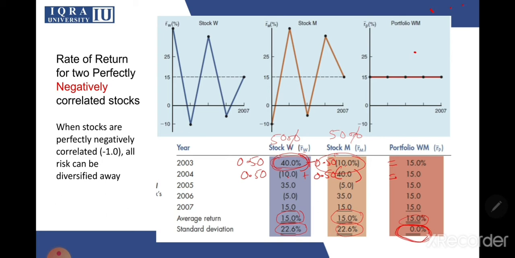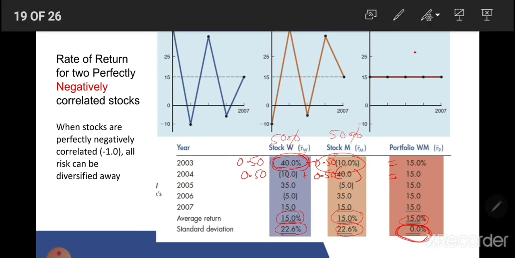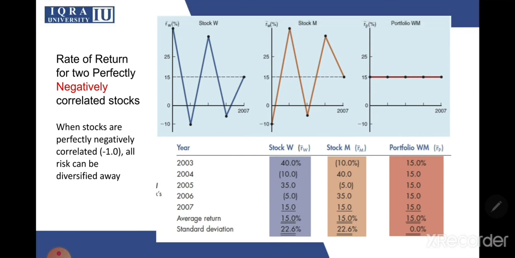So let me just clear this. So which means that they're actually moving in opposite directions. When the sign over here is positive, over here it's negative. When this becomes negative, this actually becomes positive. So they're actually moving in opposite directions.